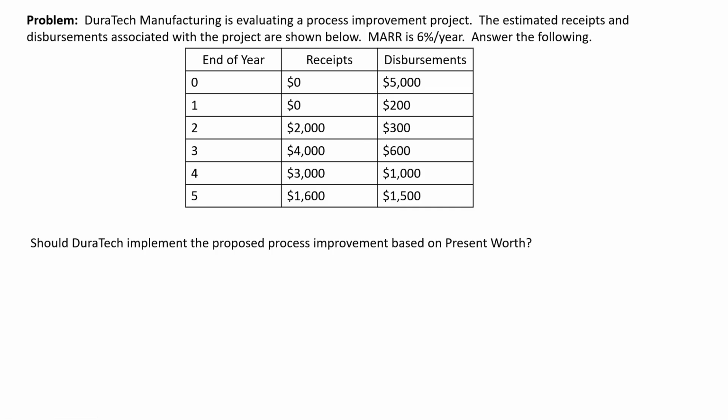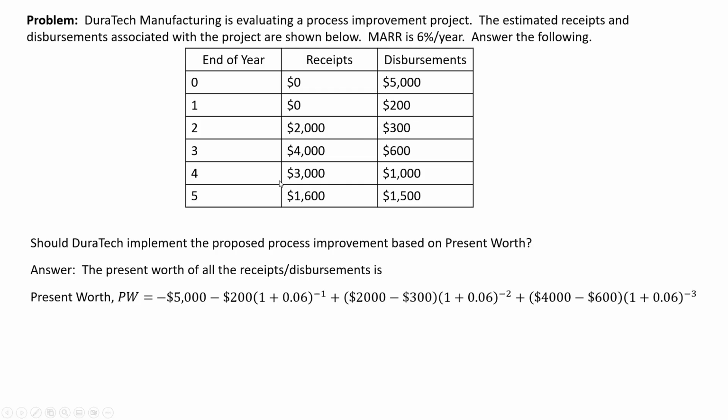So it's simple. Find out the present worth. Is that greater than 0? Then you do the project. Without much further ado, present worth is, let's take this one at t equal to 0. So negative 5,000, because it's a disbursement. And here the total is 0 minus 200 at year 1. So push that back by 1 year by multiplying by (1 plus 0.06) to the negative 1. 0.06 is the 6% per year minimum attractive rate of return.